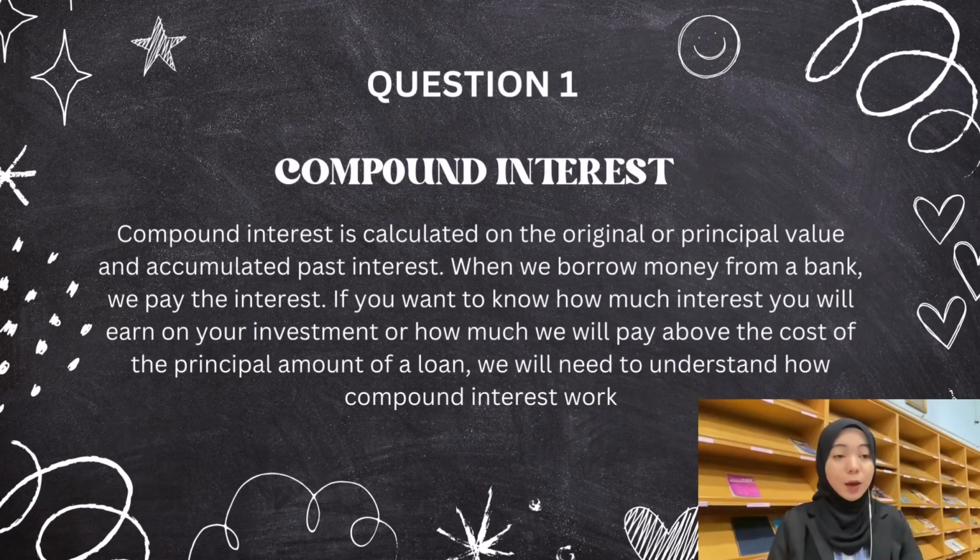Compound interest. Compound interest is calculated on the original or principal value and accumulated past interest. When we borrow money from the bank, we pay the interest. If you want to know how much interest you will earn on your investment, or how much we will pay above the cost of the principal amount of a loan, we will need to understand how compound interest works.